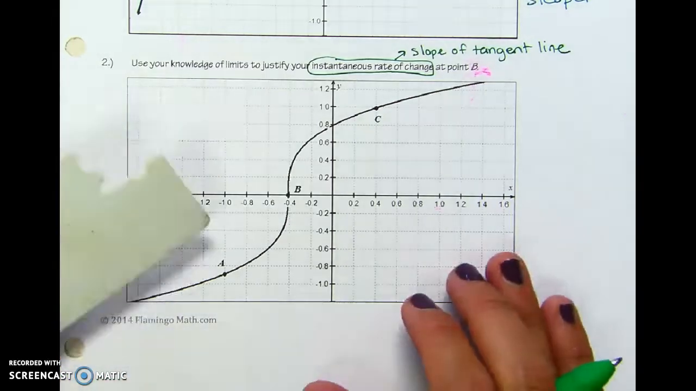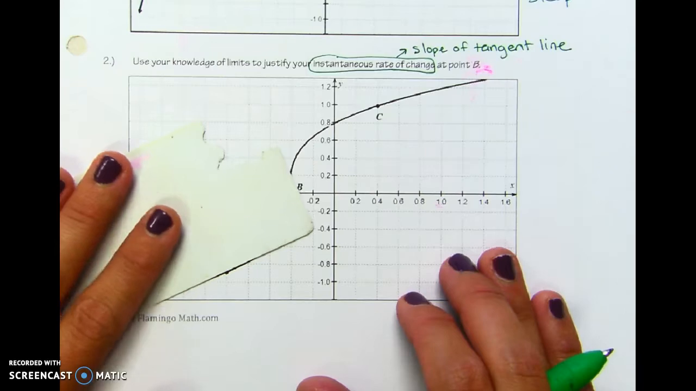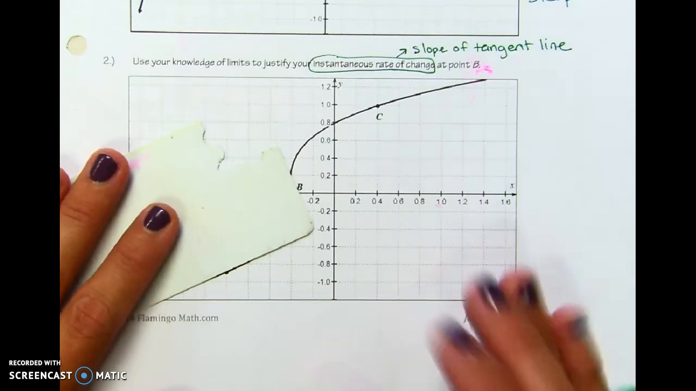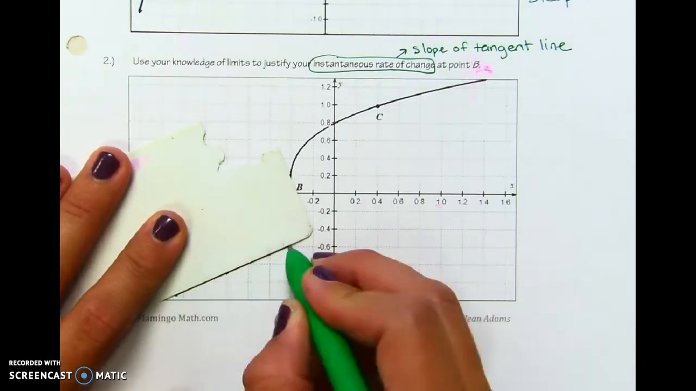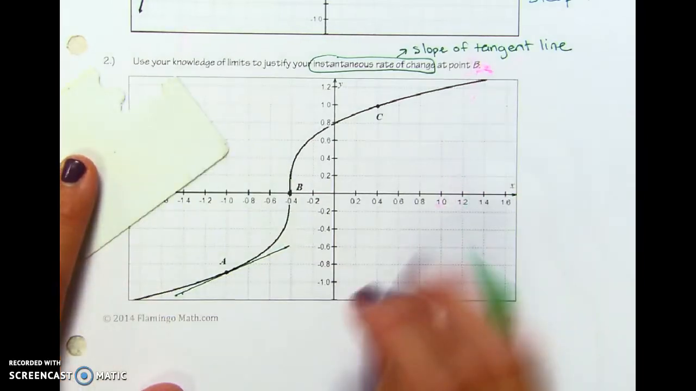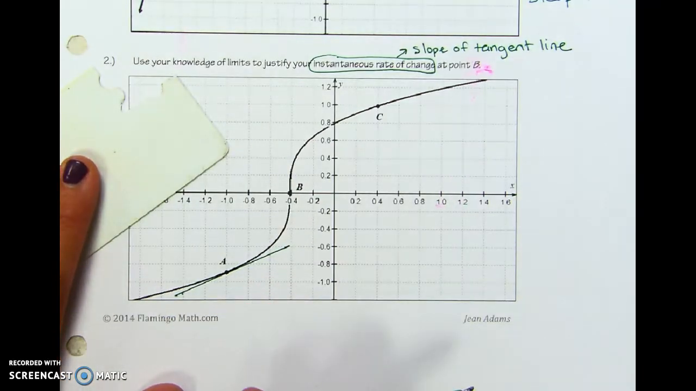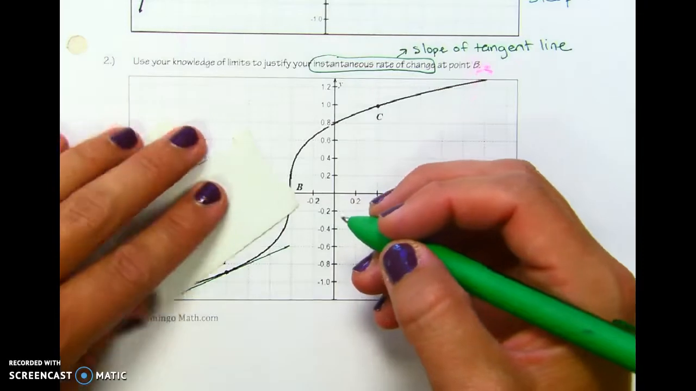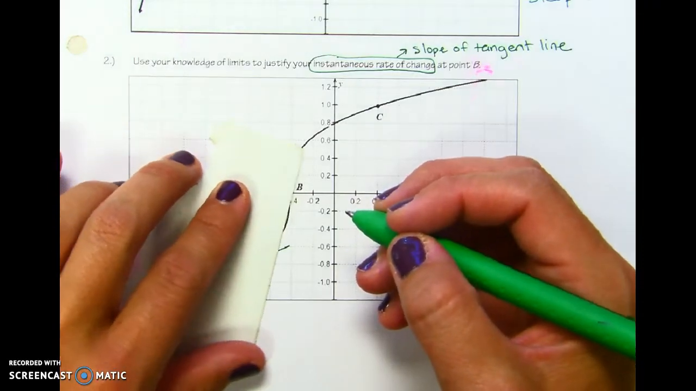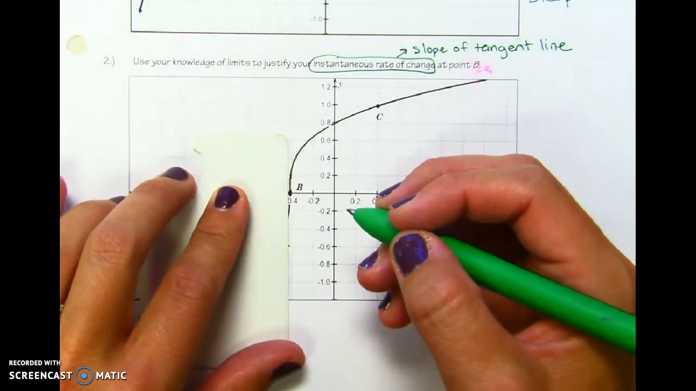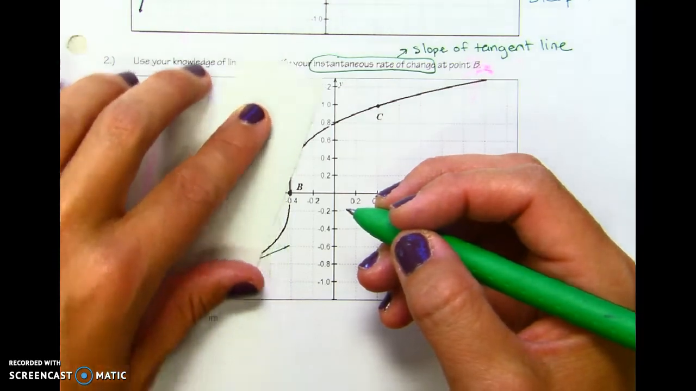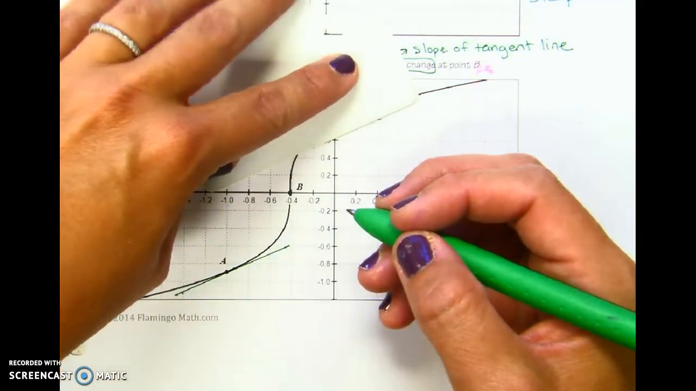So watch what happens to B. Okay. A, let's draw a tangent line at A. This is what we're practicing. And then what is happening to this tangent line when we get to B? Very good, it is vertical.